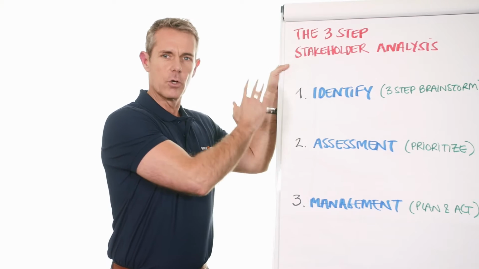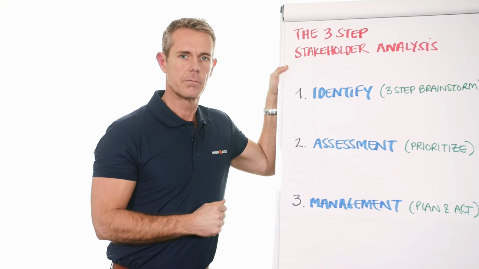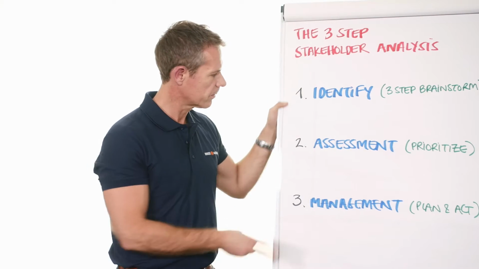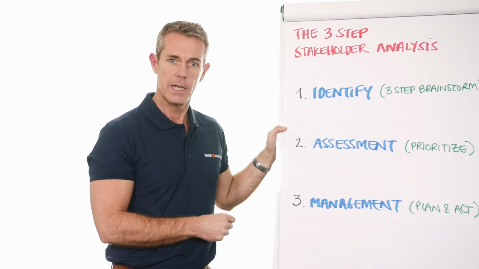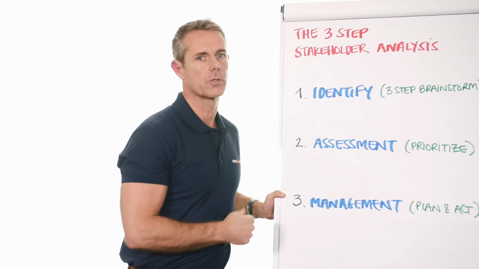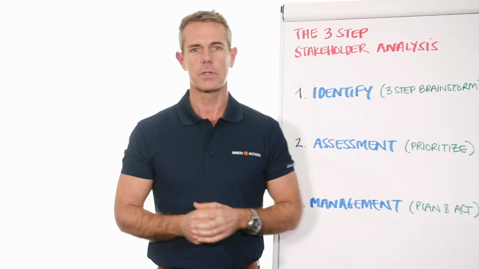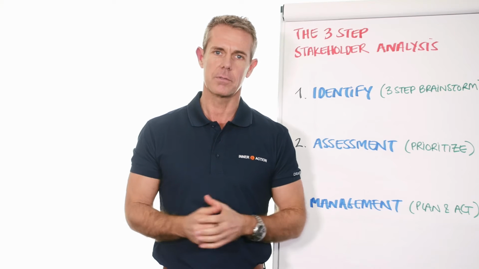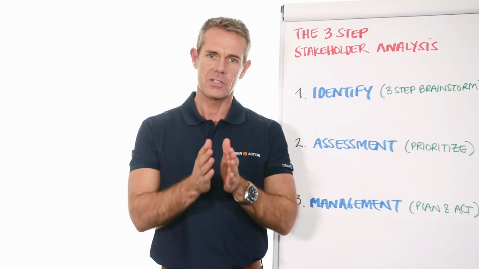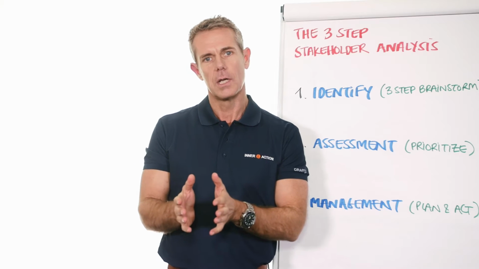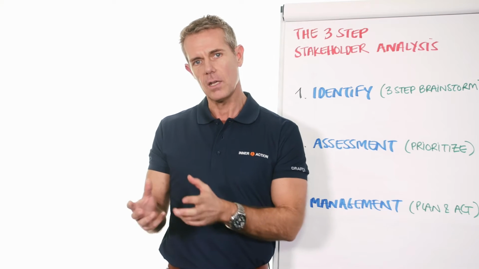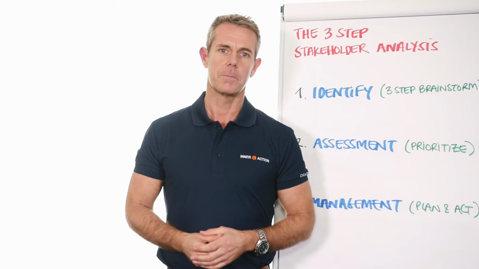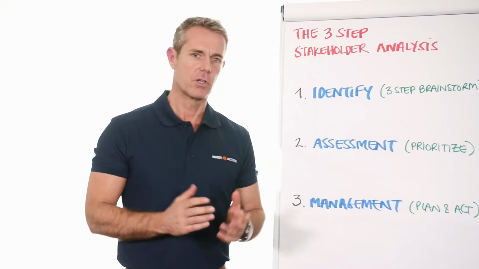So the 3-step stakeholder analysis consists of 3 steps. The first step is identify your stakeholders. The second step is assess your stakeholders. And finally, you want to manage your stakeholders. For those of you who followed the video on 3-step risk management, you will see that it's the same 3 steps. And the benefit of this is it's something that you can easily relate to. It's something that you can easily convey to a project team that already have seen your way of doing the 3-step risk assessment. So number one, let's have a look.